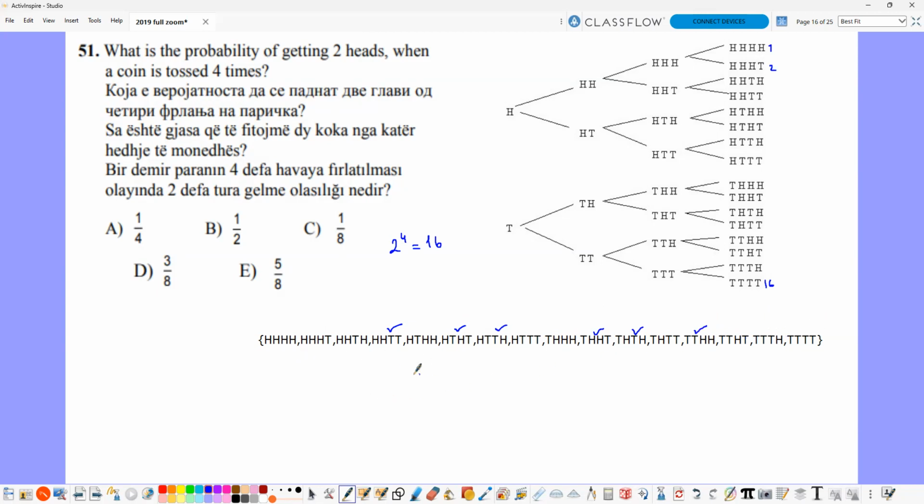So the overall probability of 2 heads is equal to 6 over 16, from all 16. And we like only the 2 head cases here. As you see, these are the 2 head cases, which is equal to 6 over 16. And it is possible to simplify, which is equal to 3 over 8, it has to be, which is equal to D.